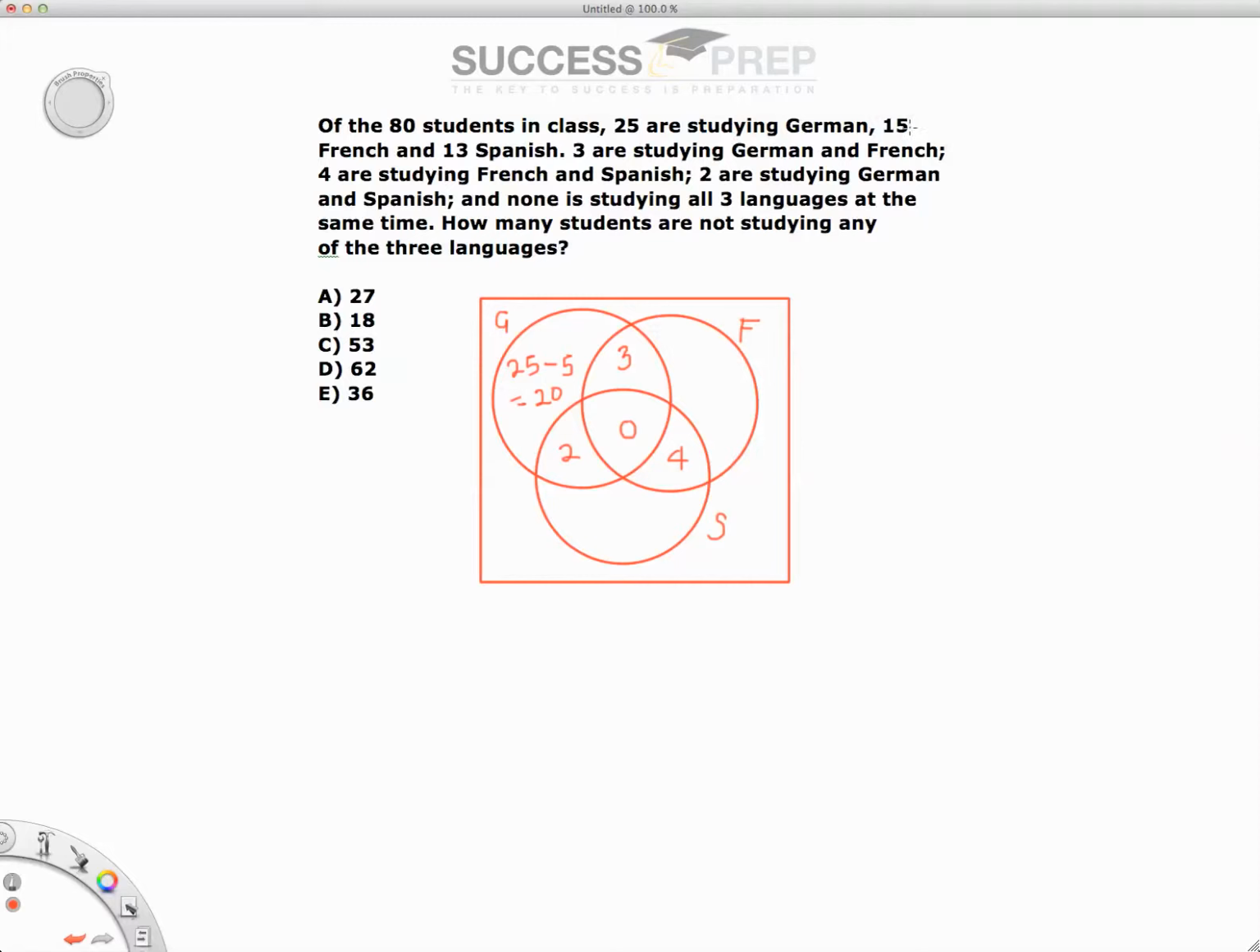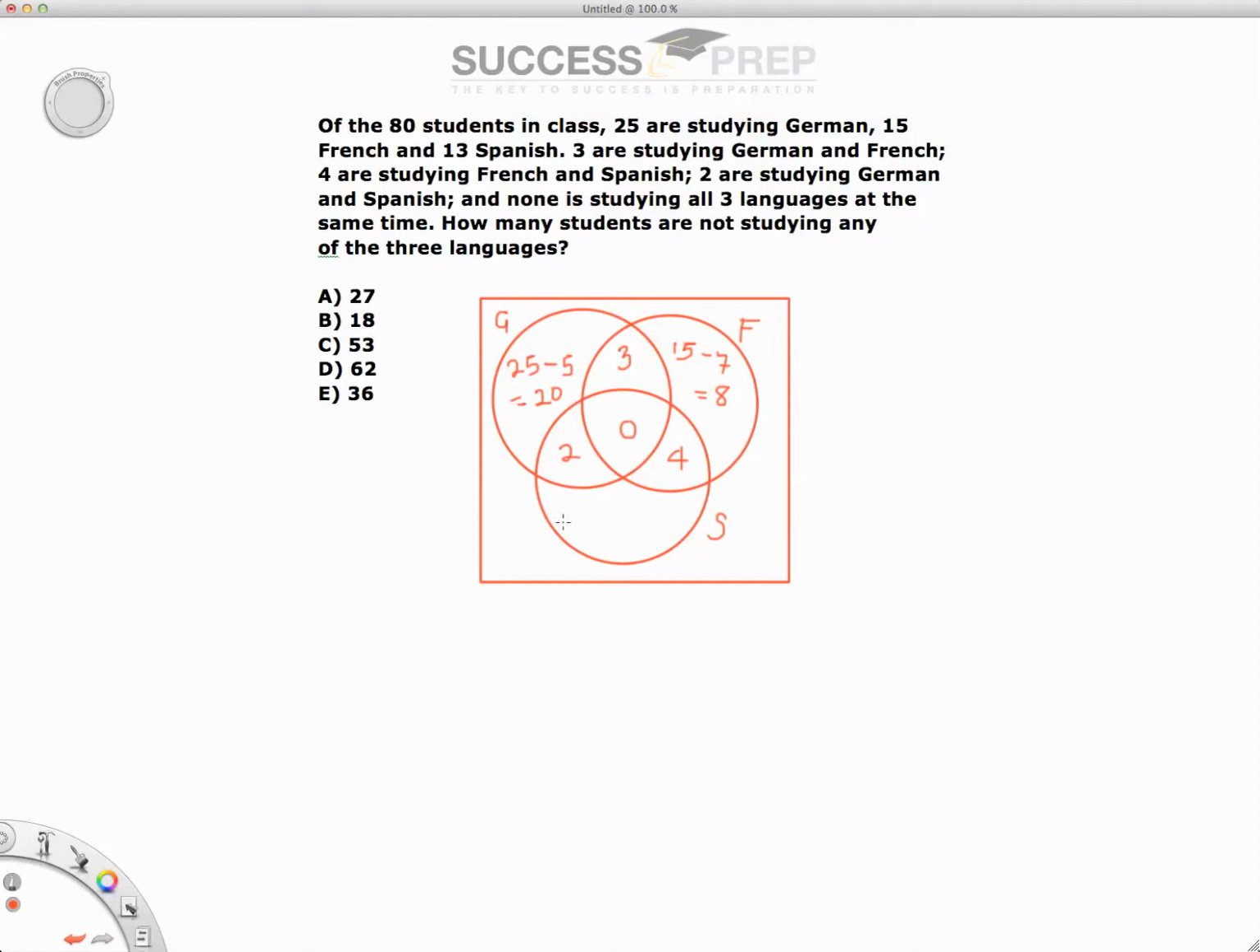You have 15 who are doing French. So in this case, I have 15 right here. But in the same manner, you have to account for those doing 2 languages. So you have to subtract 3 plus 4, and you're subtracting a total of 7. So 15 minus 7 is equal to 8.